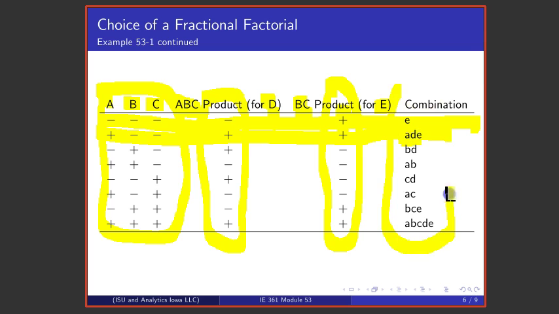There are 8 out of 32 possible combinations of levels of factors A, B, C, D, and E. That is a 1/4 fraction of all 32 combinations. That is a particular 2 to the 5 minus 3 fractional factorial. It is the one that was used in the study.